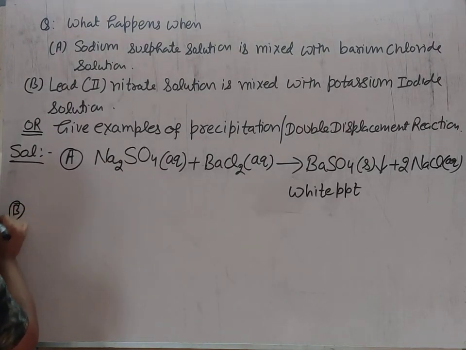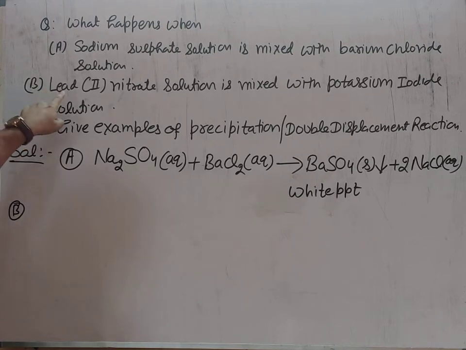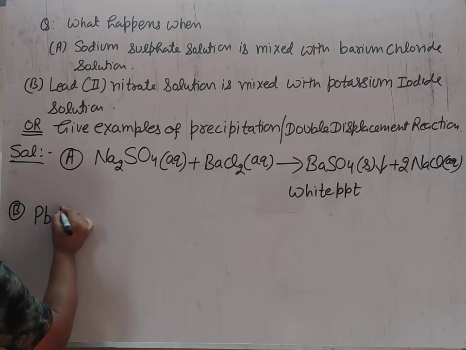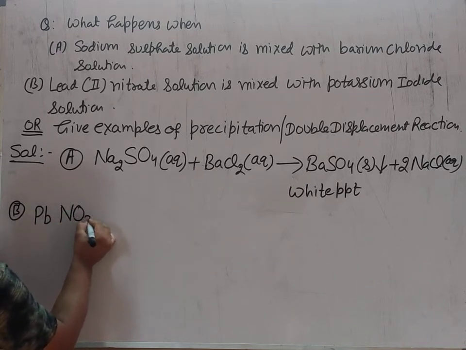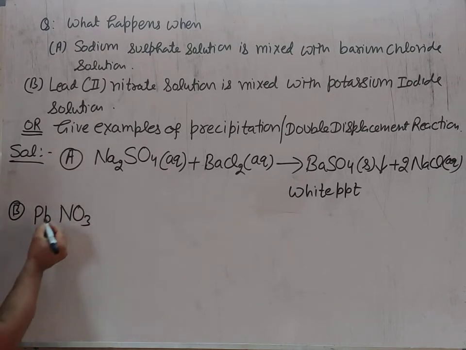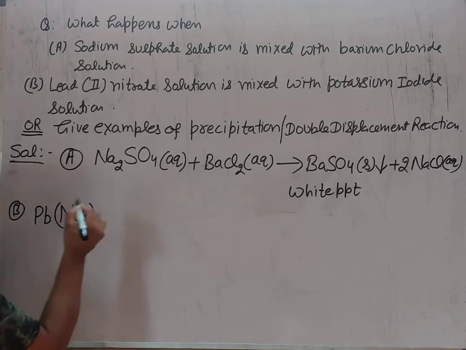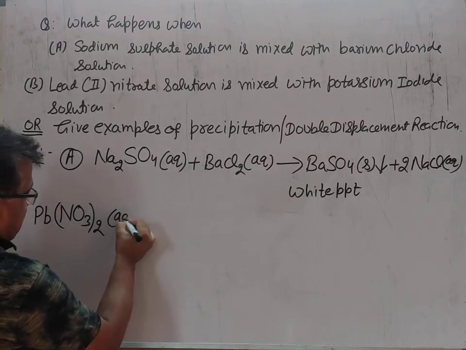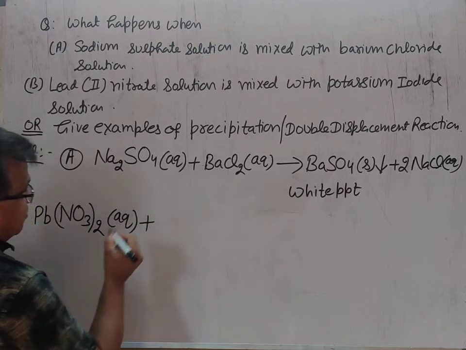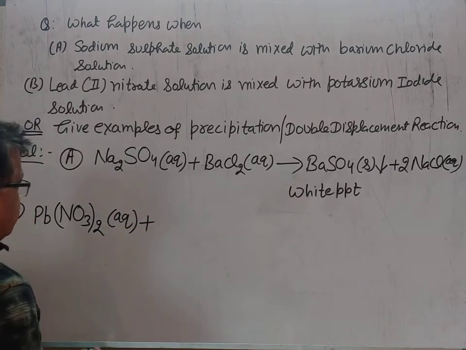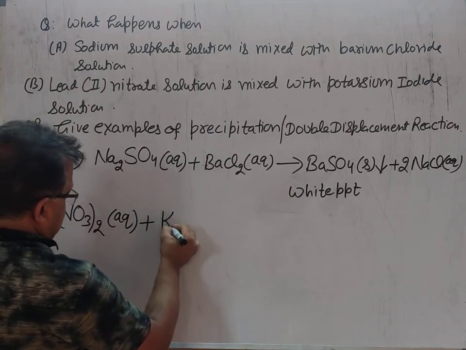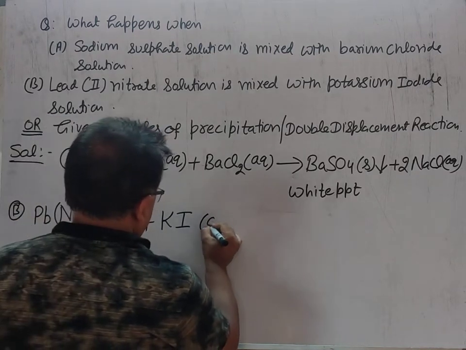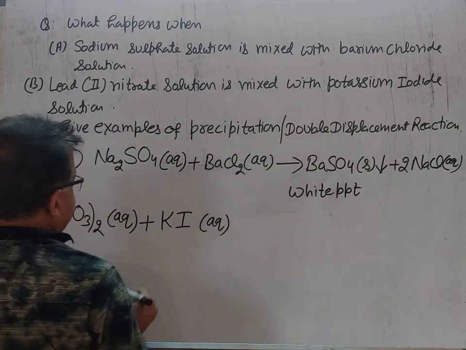Then second, what happens when lead 2 nitrate is mixed with potassium iodide? Lead symbol is Pb, NO3 is nitrate, and it is lead 2 nitrate, meaning valency of lead is 2. So we shall place 2 here. Lead 2 nitrate solution, which means it is aqueous, is mixed with potassium iodide solution. So it is KI solution, and it is also aqueous. Then what will happen?